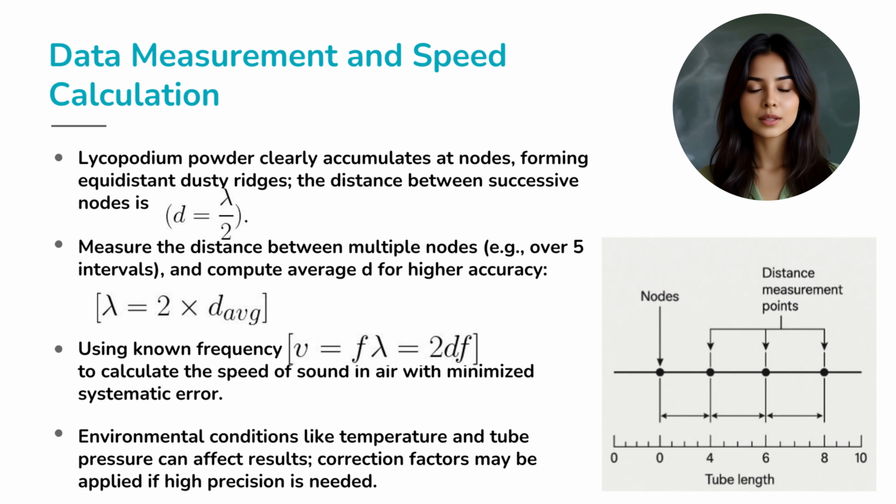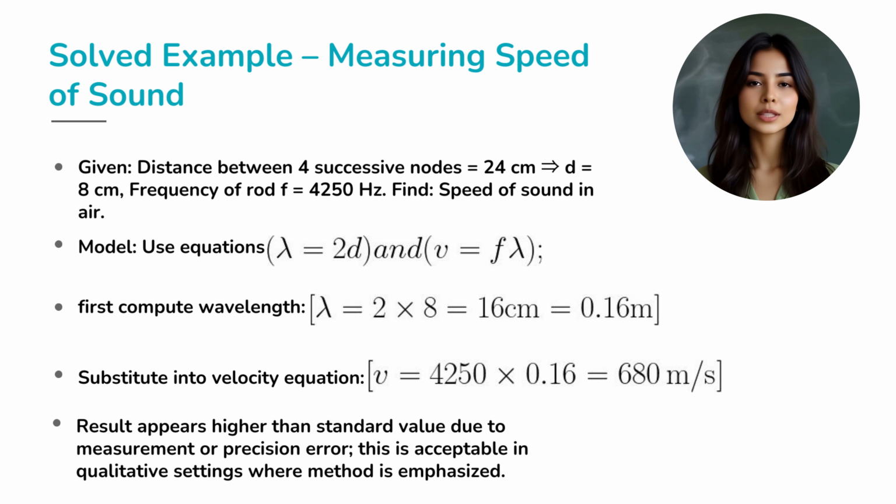Here's a solved example for measuring the speed of sound. The distance between 4 successive nodes is 24 centimeters. That means d equals 8 centimeters. The frequency of the rod is 4250 Hz.